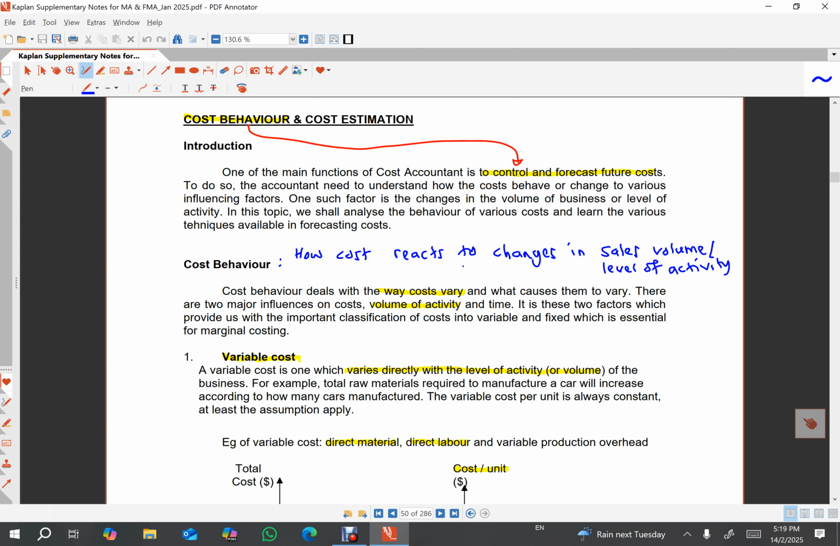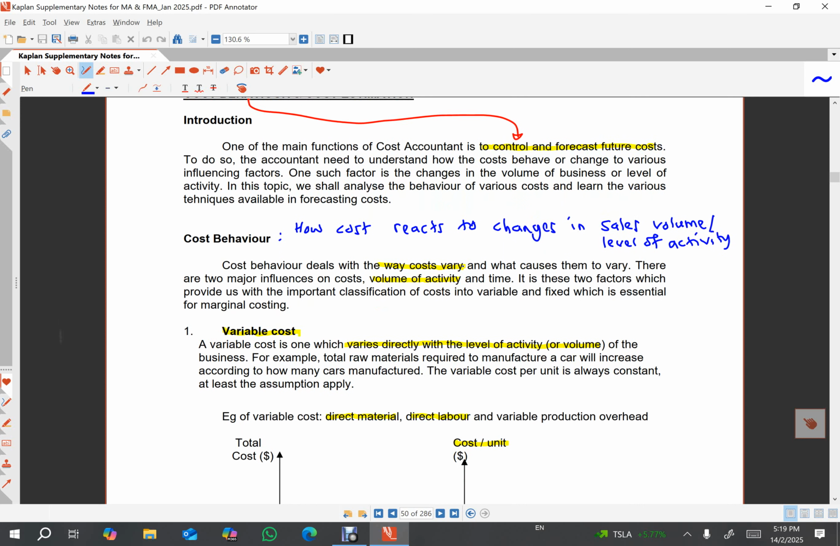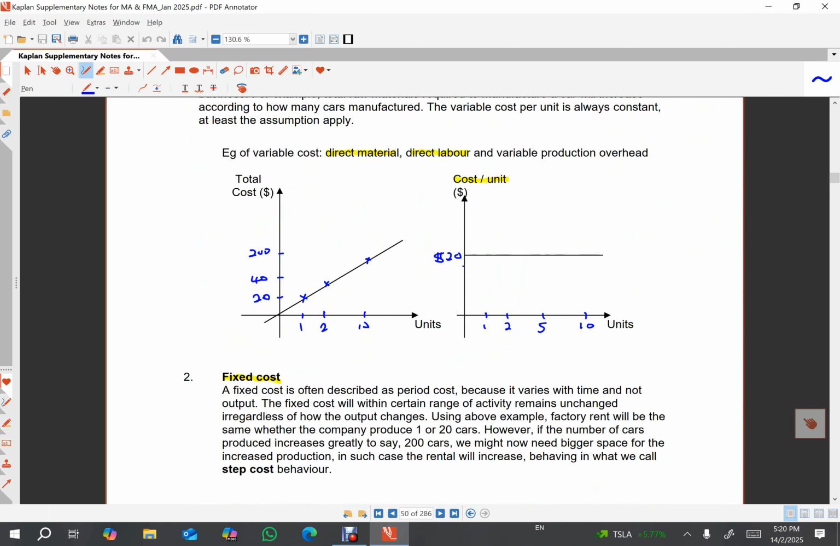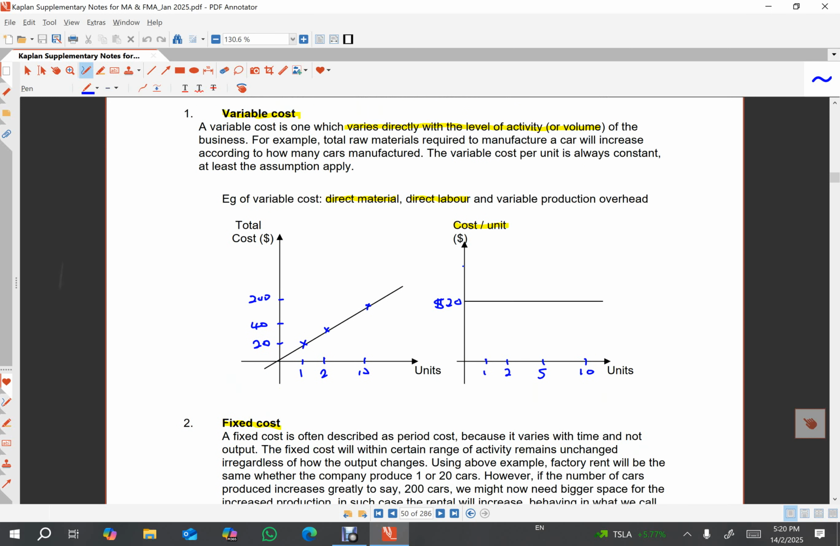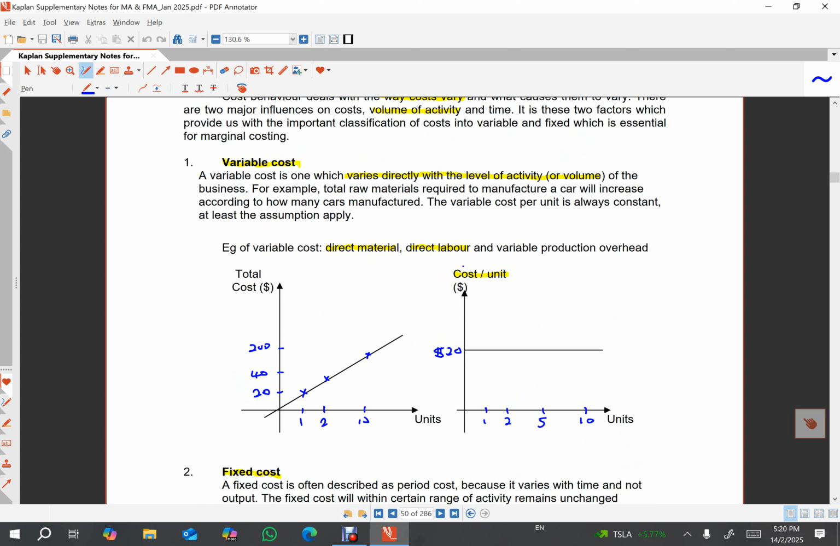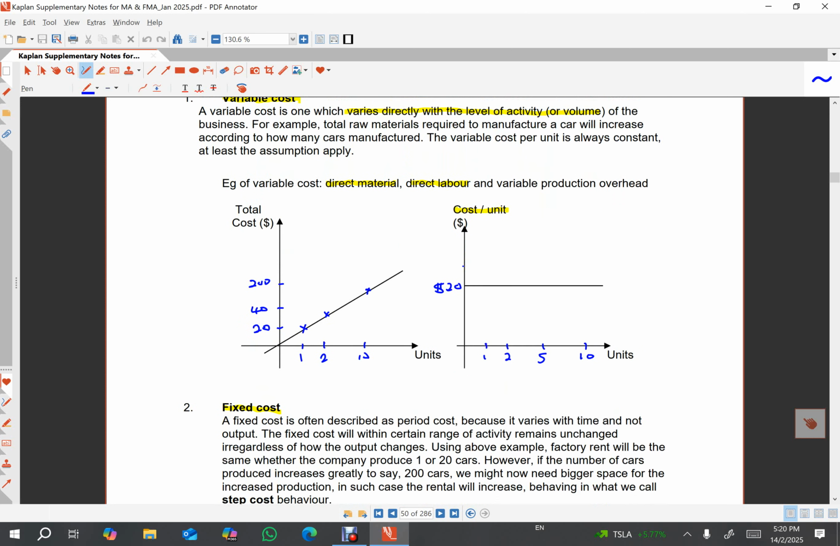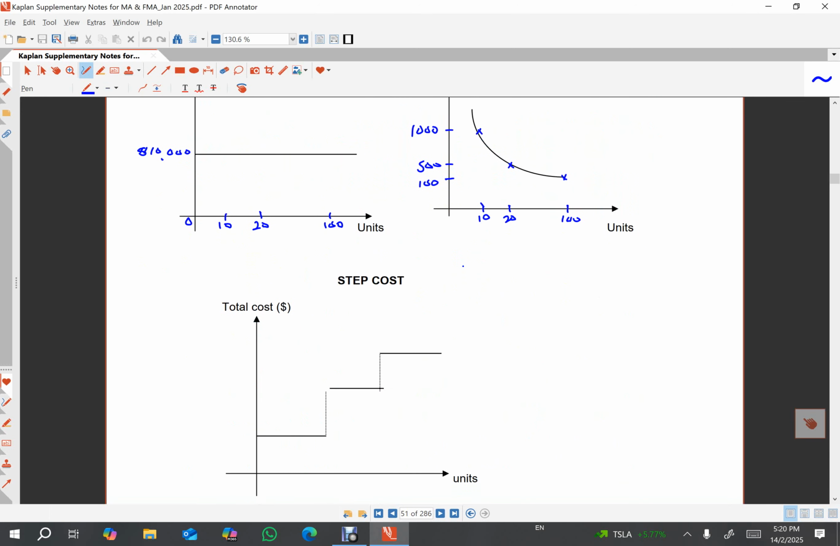So we have cost behavior, how costs react to the changes in the level of activity or sales volume. Then we have variable costs, we have fixed costs, and for those who do not fall into these two categories, we call them semi-variable costs. Semi-variable costs will not have a fixed behavior, therefore it's very difficult to predict and control them. That's why when we have semi-variable costs, we will split them into two categories.